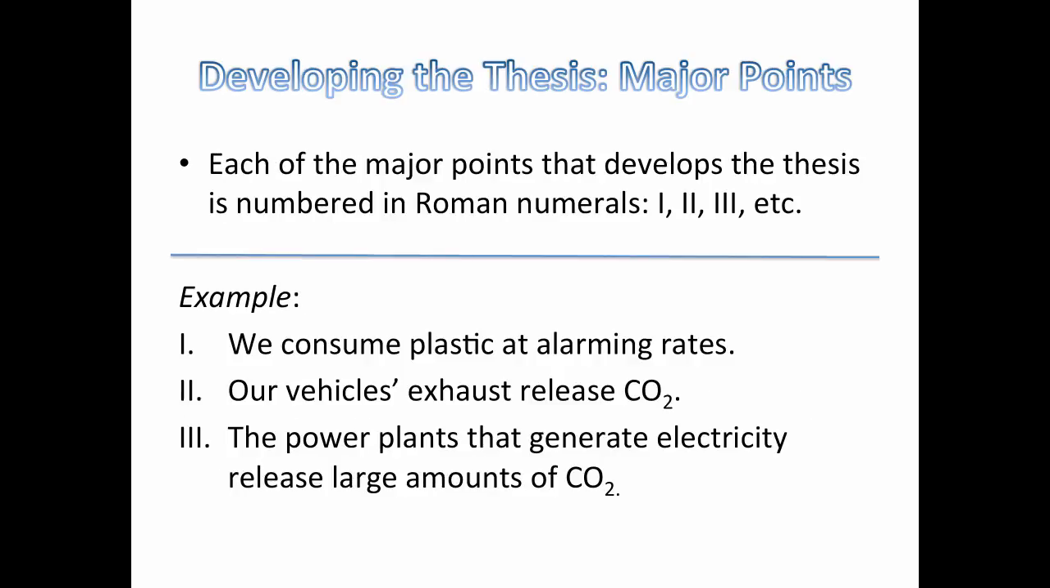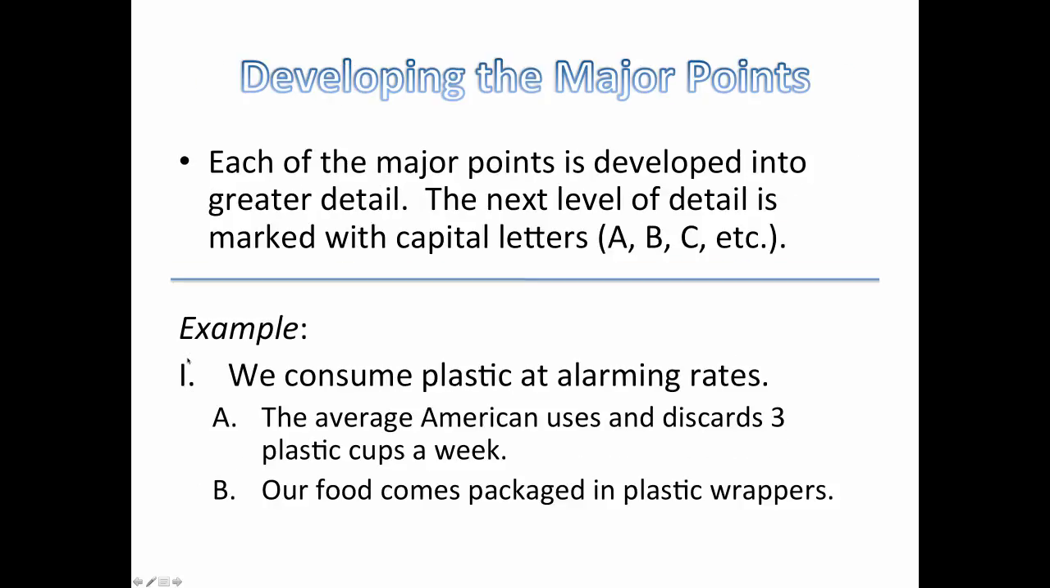Then, every major point that develops that central idea is labeled with a Roman numeral. In this example, we have 1, 2, and 3, but you may have more, 4, 5, and even 6. Then each of those major points will be broken down into more specific information, also known as minor detail in composition. And then we use a different numbering system. We use a combination of numbers and letters.